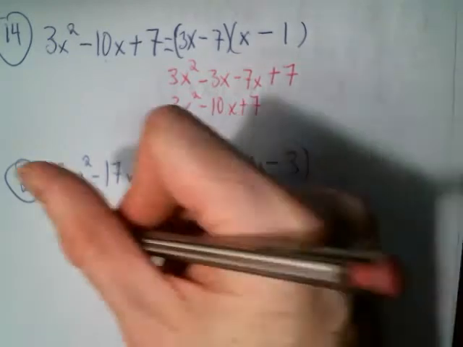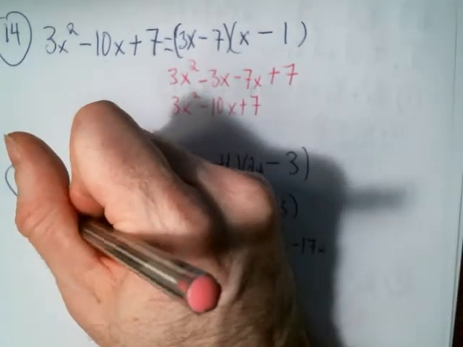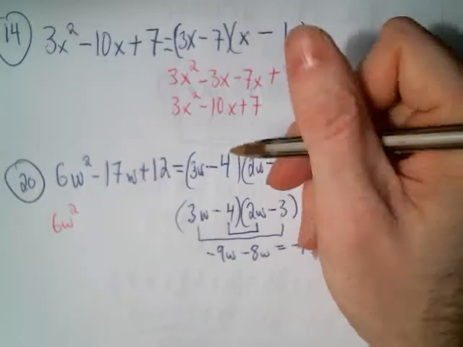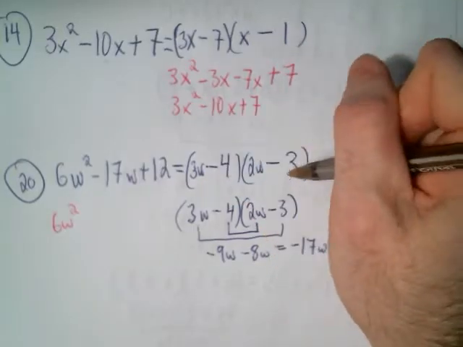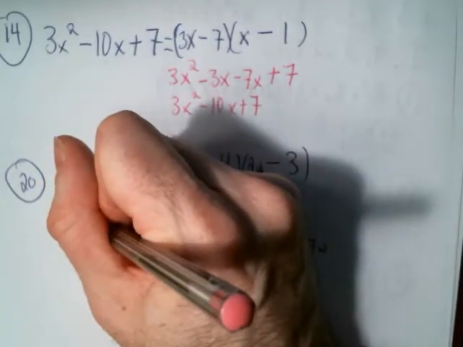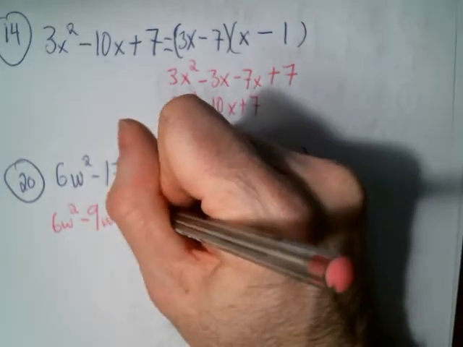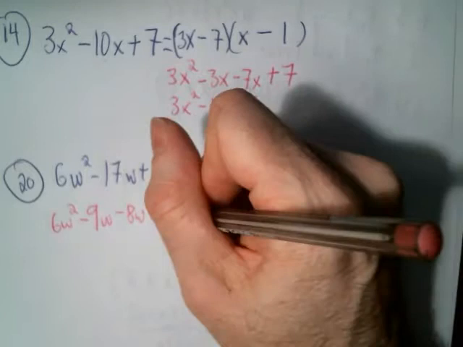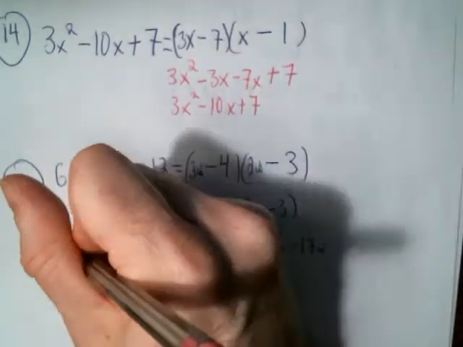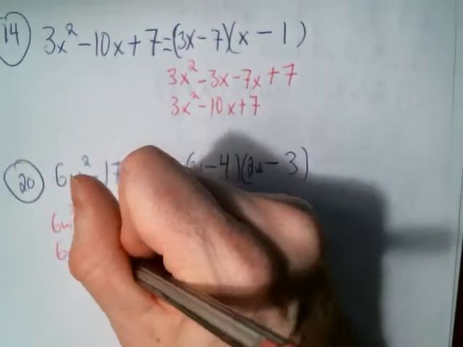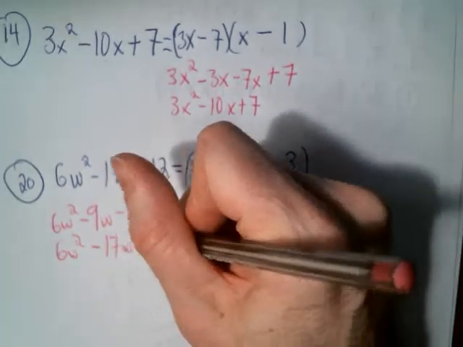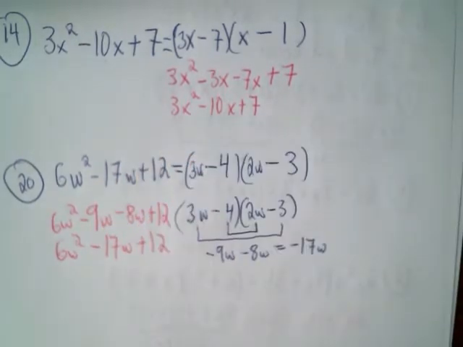So anyways, multiply it out in your head, make sure it still works, of course. So 3w times 2w is 6w squared. The outer, 3w times negative 3 is minus 9w. The inner, minus 8w. And then the last, plus 12. So we'll have 6w squared minus 17w plus 12, and it worked.